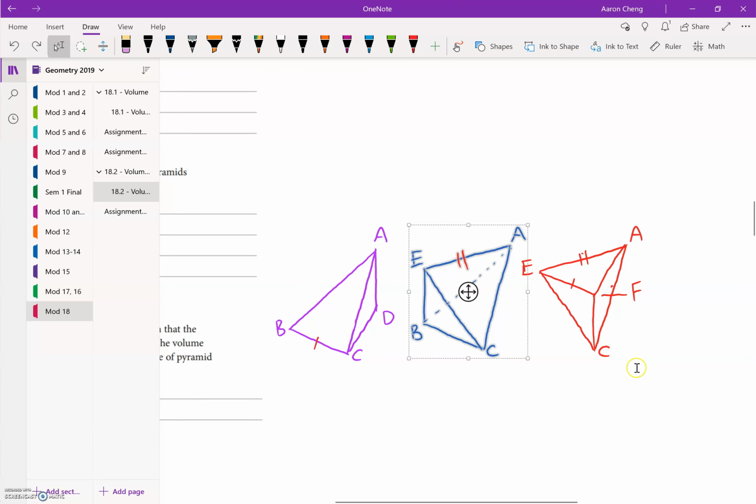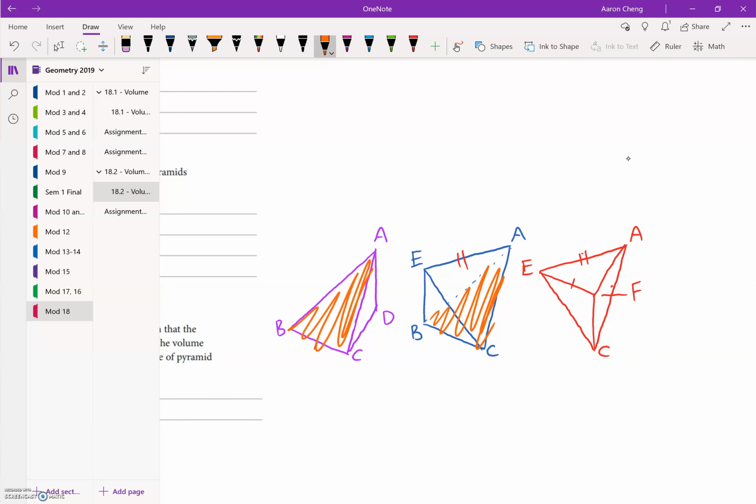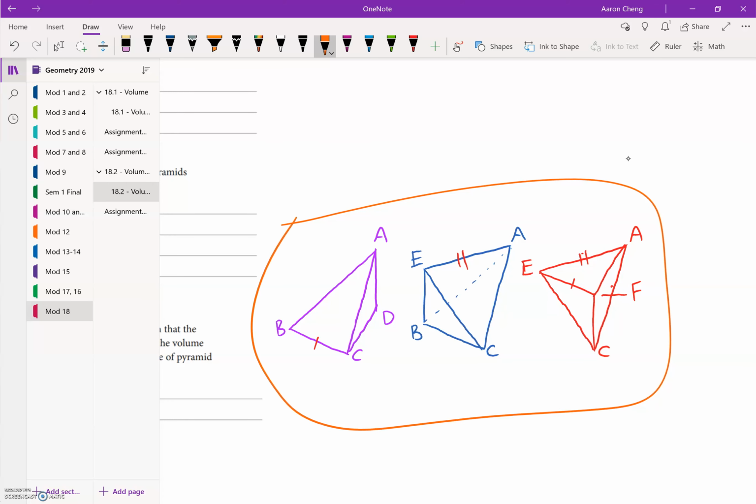So the first thing we're going to do is try to figure out the volume of each of these 3 parts, and are these 3 parts the same as each other? Well, if we compare our base here and our base here, those are the same, and then we compare our height here and our height here, those are the same. So the purple one and the blue one have the same volume. Then if we compare this base here and this base here, and then we compare this length here and this length here, these 2 have the same volume, which means that all 3 of them have the same volume.